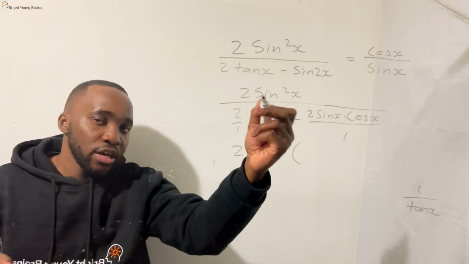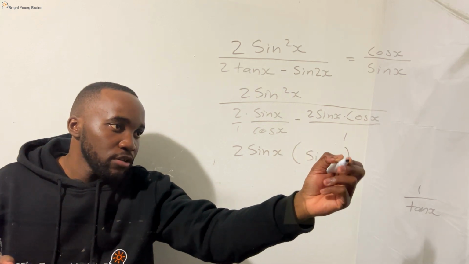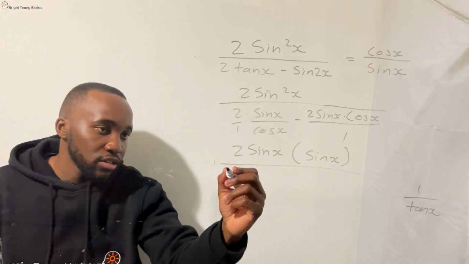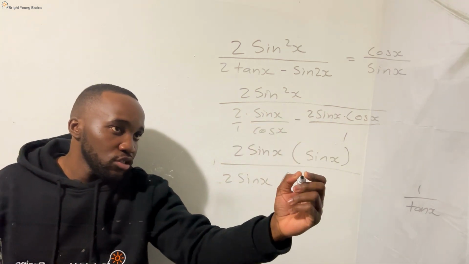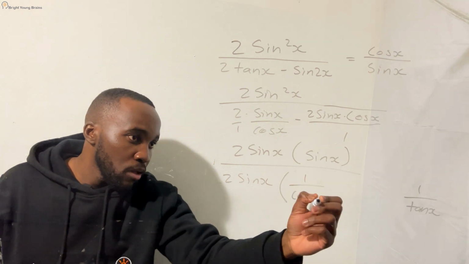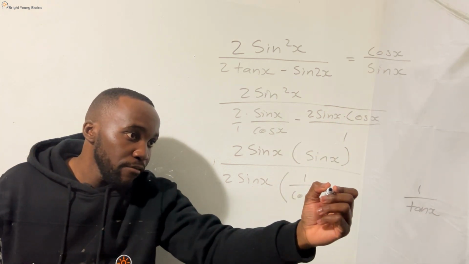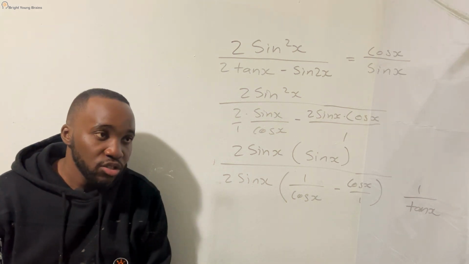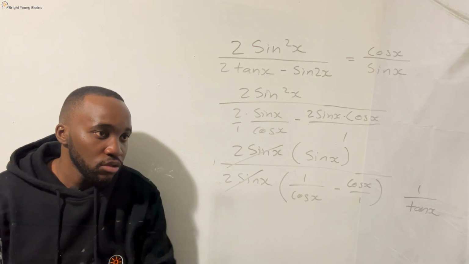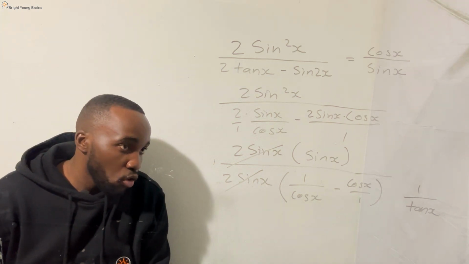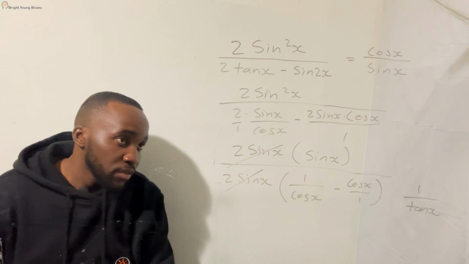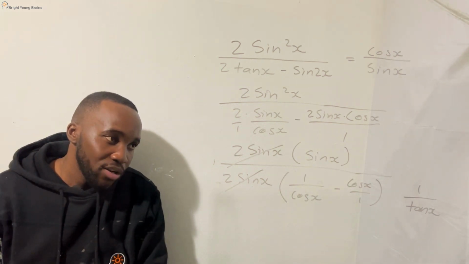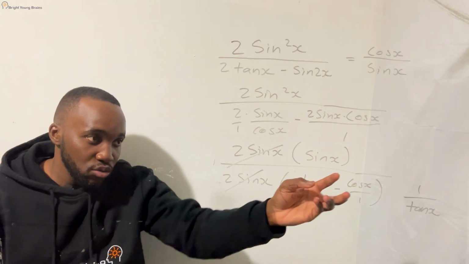If you take out a 2 sine x here, sine x is going to be left. Now at the bottom you have to be careful, because here if you take out a 2 sine x, what you're going to have here is just 1 over cos x, and then here what you're going to have is just cos x over 1. And then yes, you can definitely then just cancel that and that also. So what that leaves you with is sine x over 1 over cos minus cos over 1. So obviously this looks like it's going to be easier to deal with.